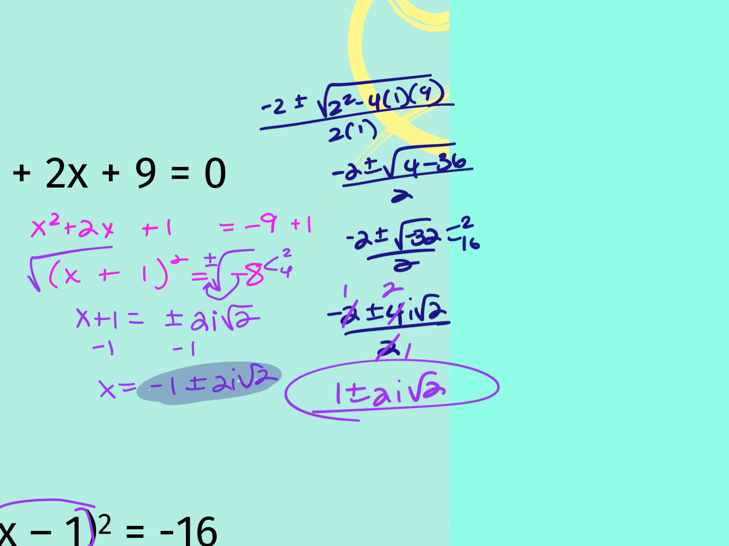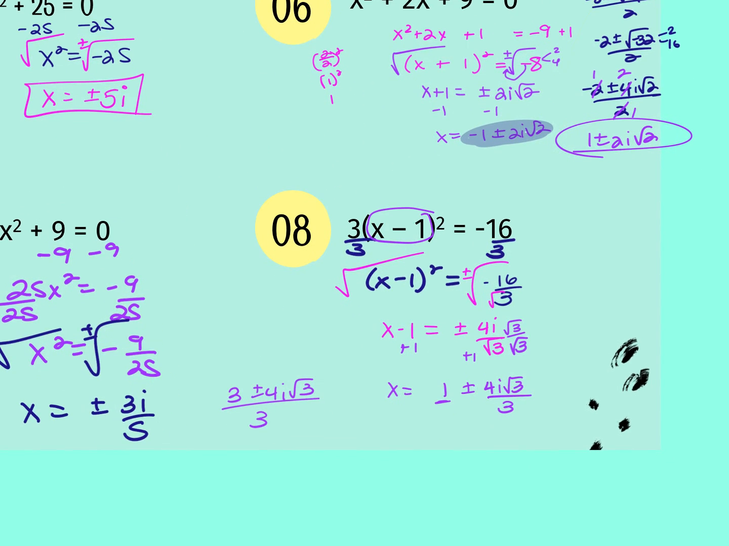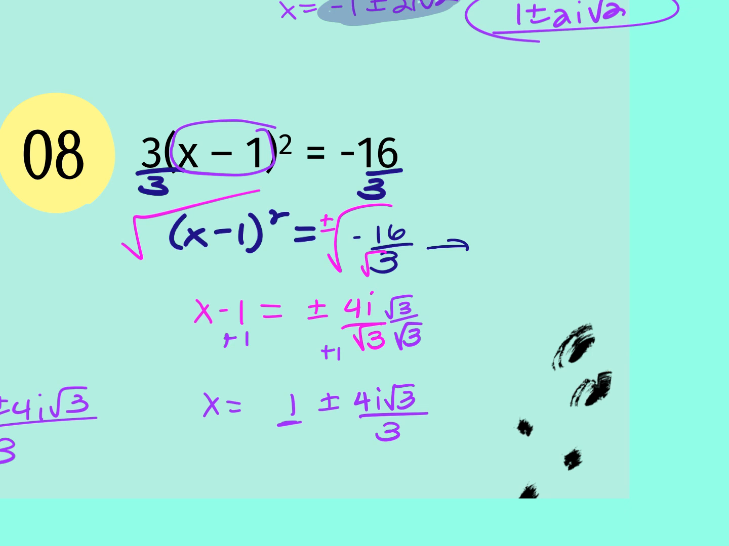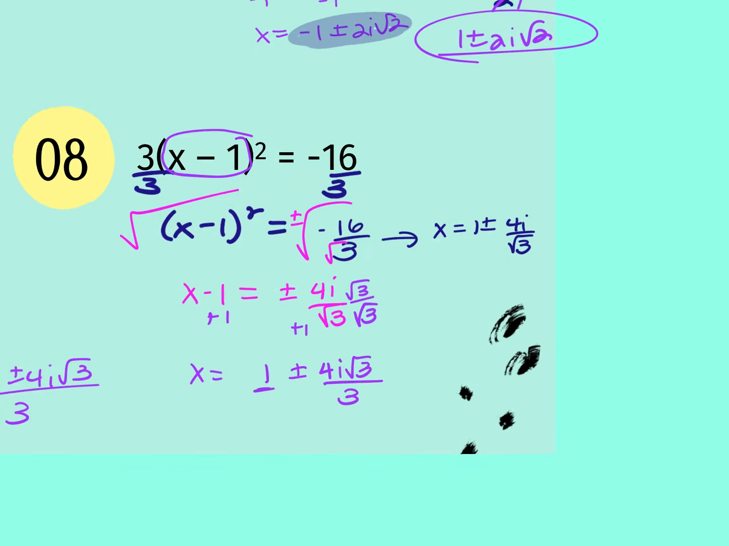So you should have gotten the same thing. Thank you. You're welcome. Continue. For 8, I moved the 1 over and then I rationalized. You move the 1 over and then rationalize. So from here, you're saying it's x equals 1 plus and minus 4i over root 3, like that? Yeah, but I put everything over. Oh, careful. The 1 is not. Yep. Thank you. You're welcome.